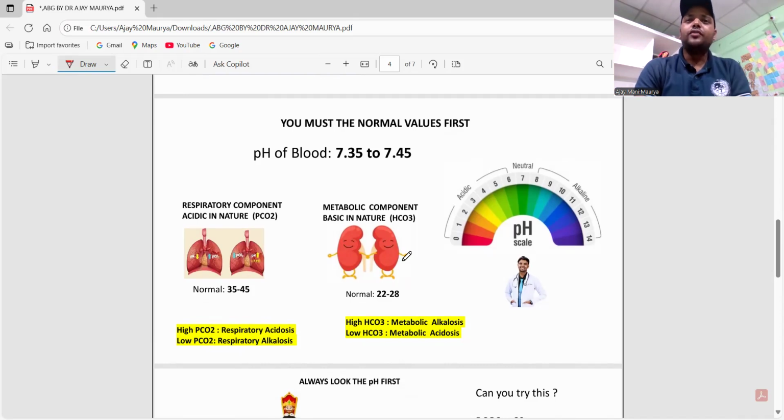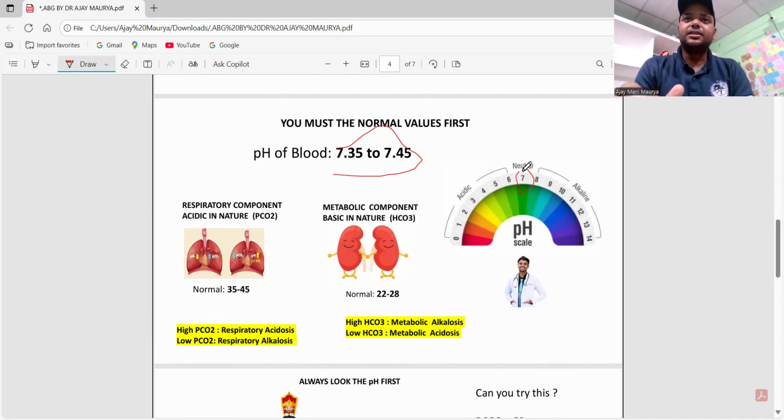First, we have to know the normal pH of the blood. It is 7.35 to 7.45. So this is the pH scale. 7.35 to 7.45 is the normal pH of the blood.